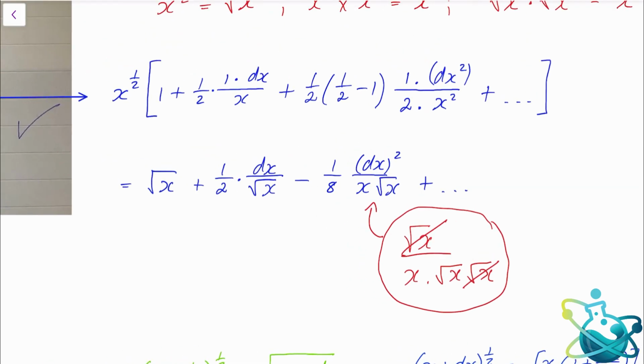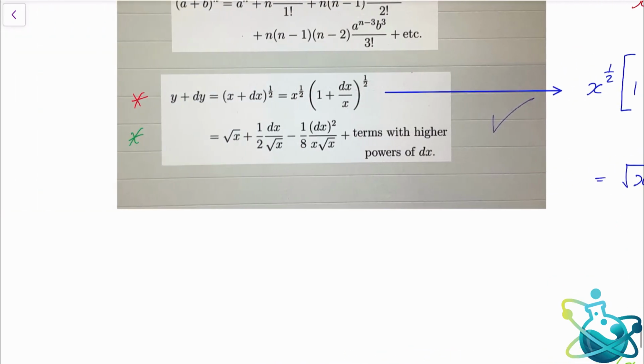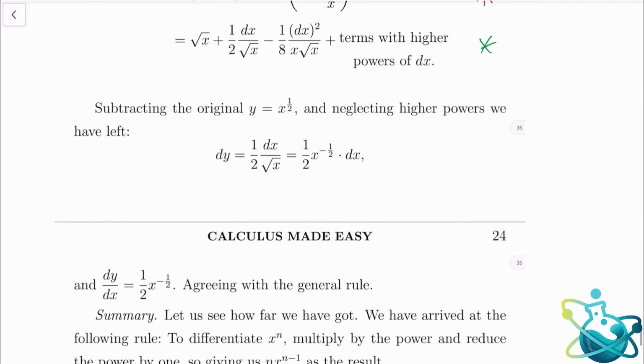And the 1 over 8 here is coming from a half minus a 1. That gives you your minus here. And a half times a half times another half gives you 1 over 8. Okay, guys, and this is exactly what they got here. And now again, guys, let's go back there.